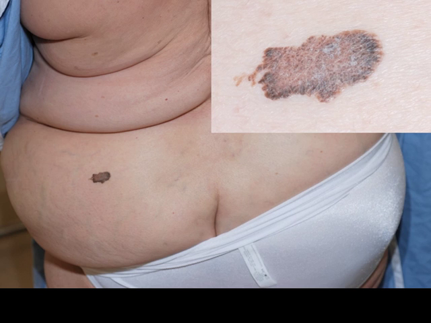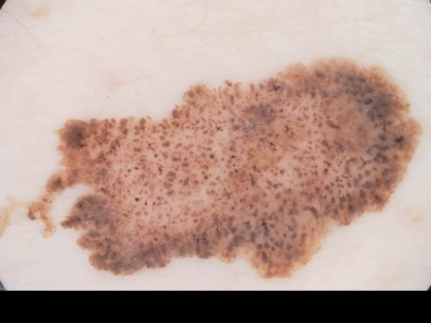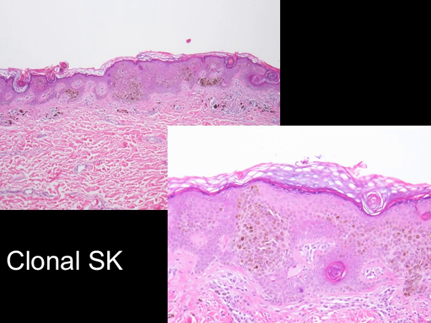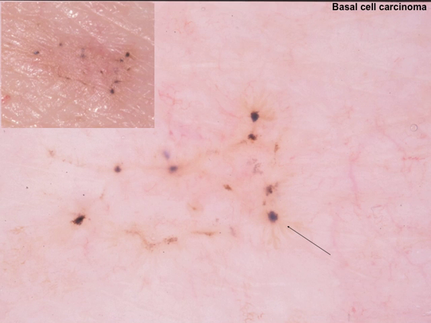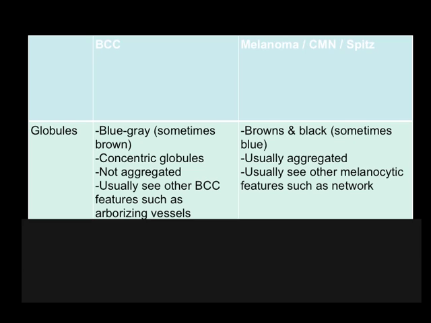This rough, stuck-on appearing pigmented lesion reveals numerous globular structures on dermoscopy. Such an appearance can be seen in clonal seborrheic keratosis, as was the case in this lesion. In pigmented basal cell carcinoma, one can see non-aggregated blue globules and concentric globules. At times, it is difficult to differentiate between a pigmented basal cell carcinoma and a melanoma. However, the management decision to perform a biopsy will not be affected.